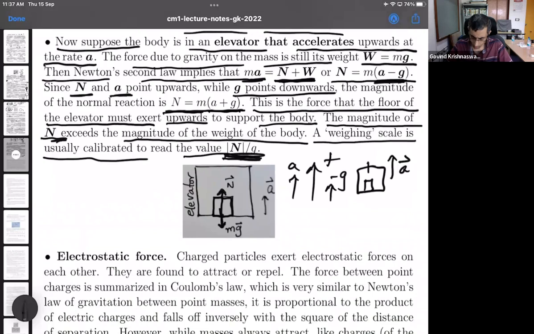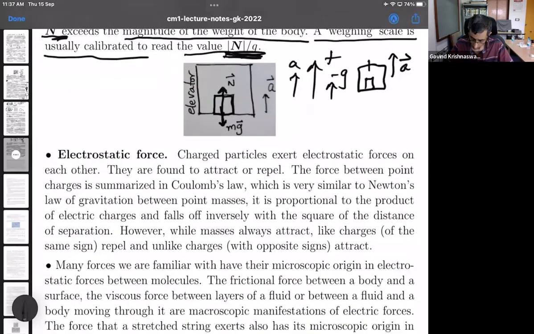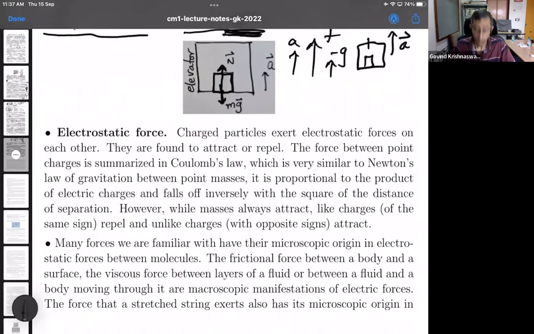All right, I want to give one more example of a force. I just have enough time for that, hopefully. Okay, so this is called the electrostatic force. Now, charged particles, that is bodies of a certain sort, exert electrostatic forces on each other.